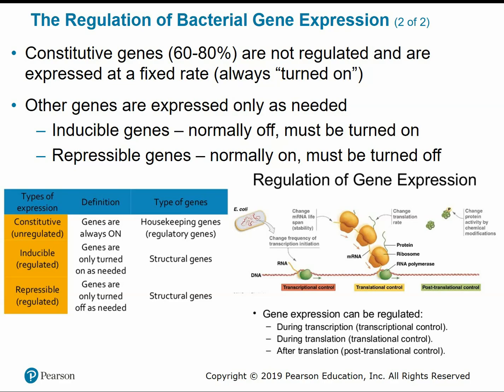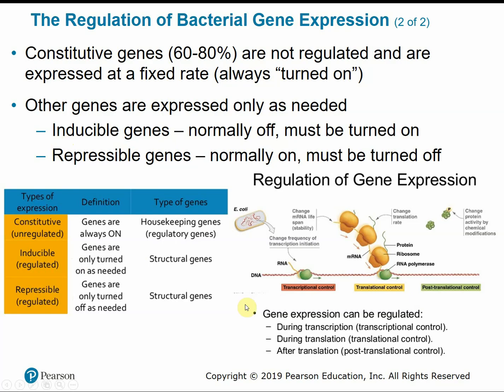Protein synthesis requires a huge amount of energy. Cells want to conserve energy by only making the proteins that are needed at a particular time. So ultimately, genes are only expressed as needed. We don't need to express all of our genes in our DNA at the same time. Some genes are expressed while others are not. Your inducible genes are normally turned off, so we only turn them on as needed. Repressible genes are normally on and must be turned off as needed. Ultimately, both of these categories are our regulated types of genes, so we can either turn them off or turn them on.